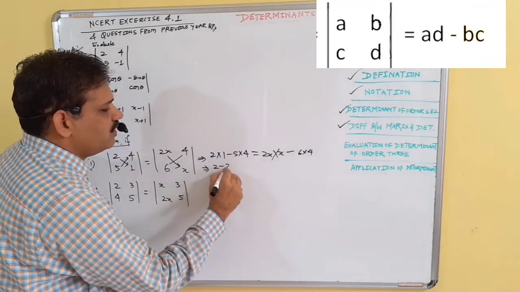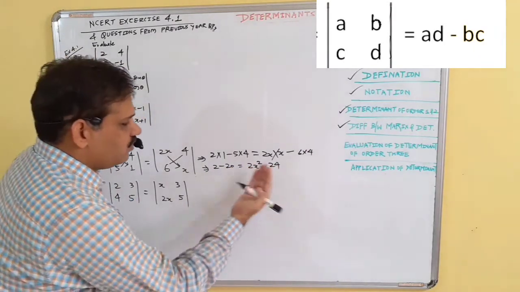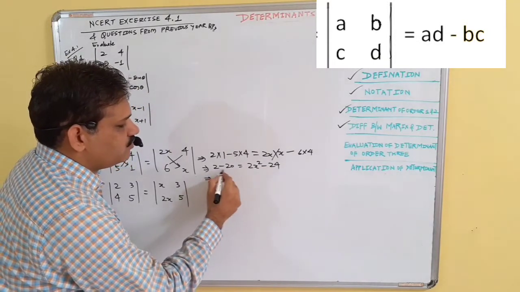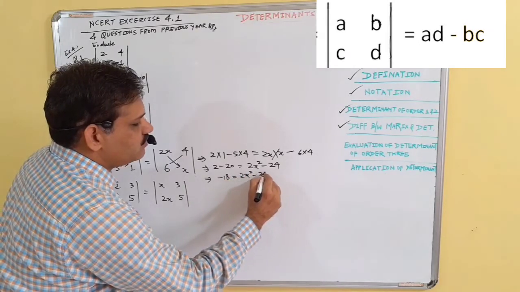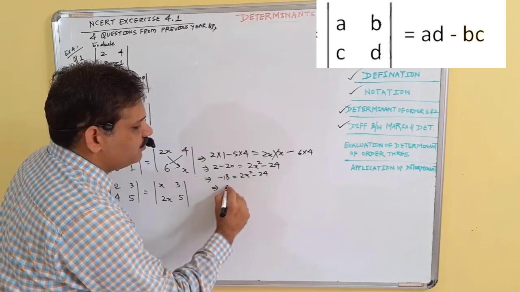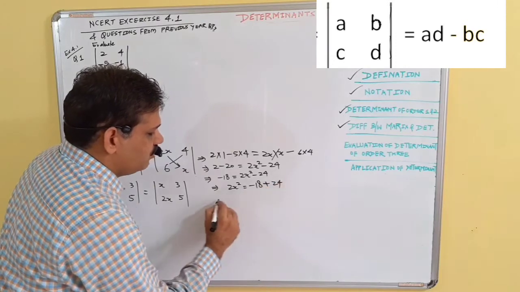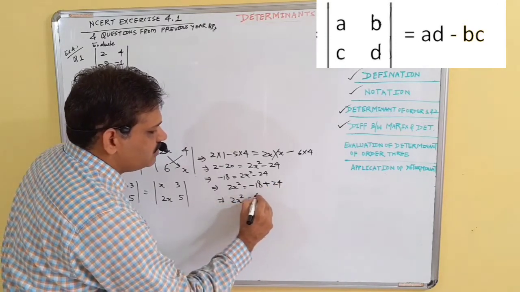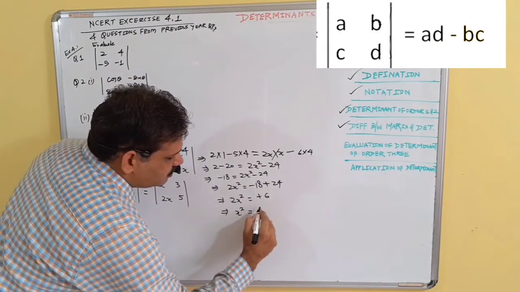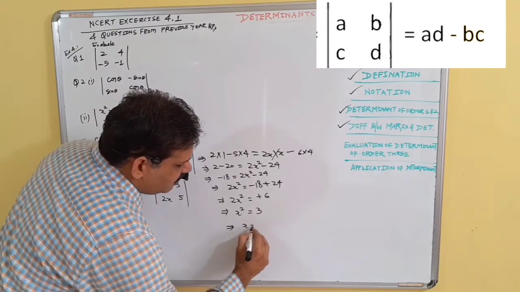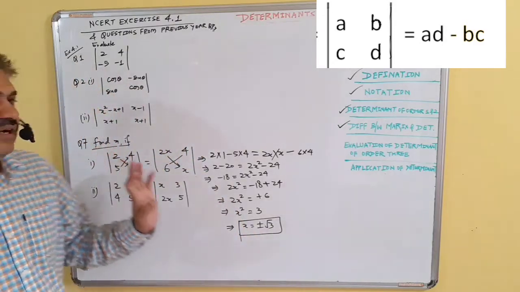This gives us 2 minus 20 is equal to 2x square minus 24. We transpose all these terms to this side. So this 2 minus 20 is minus 18 is equal to 2x square minus 24. If we transpose 24 to this side, this will give me 2x square is equal to minus 18 plus 24. So this gives 2x square is equal to plus 6. So x square is equal to 6 by 2, that is 3, which gives us x is equal to plus minus root 3. Here we are to find the value of x.